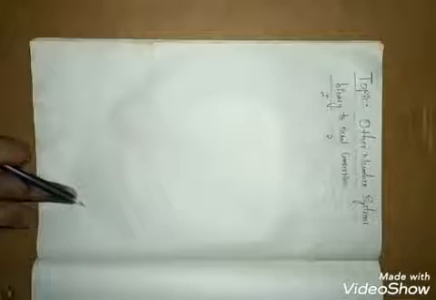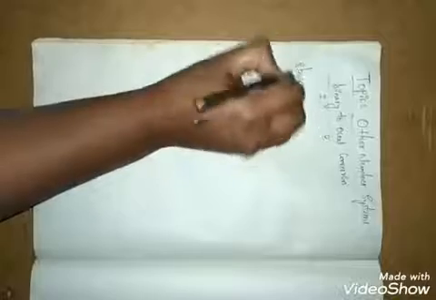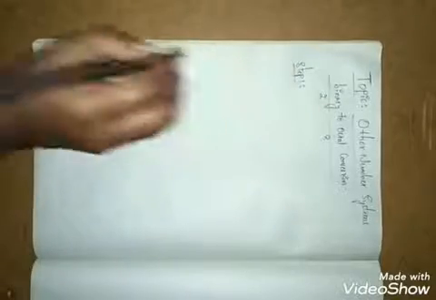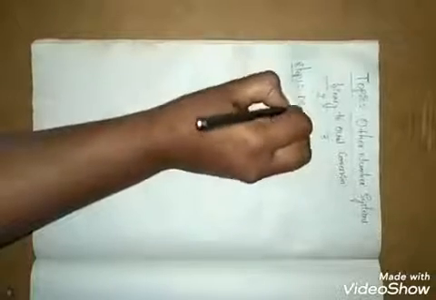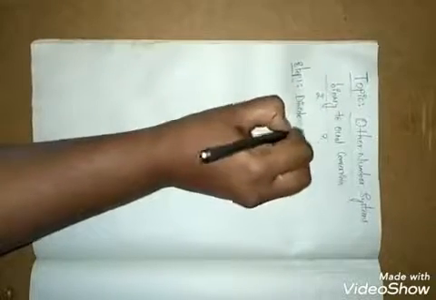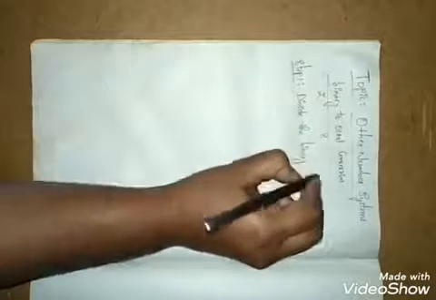If we need to do the binary to octal conversion directly, you have to follow two steps. What are the steps? Okay, step one: first, you divide the binary digits.